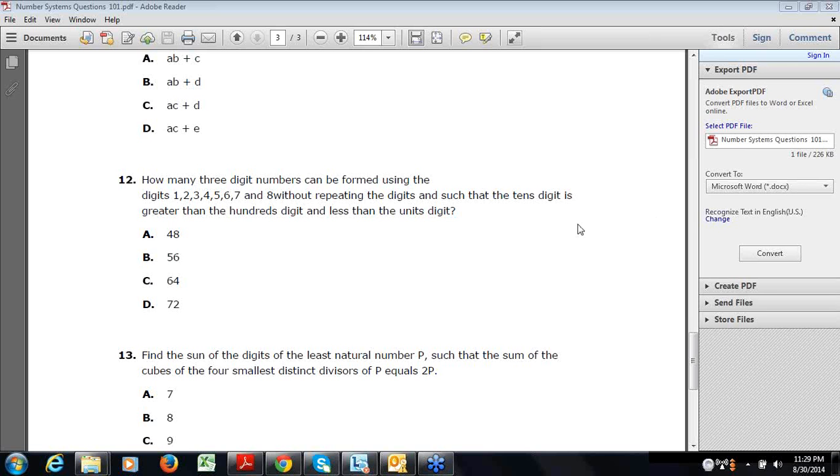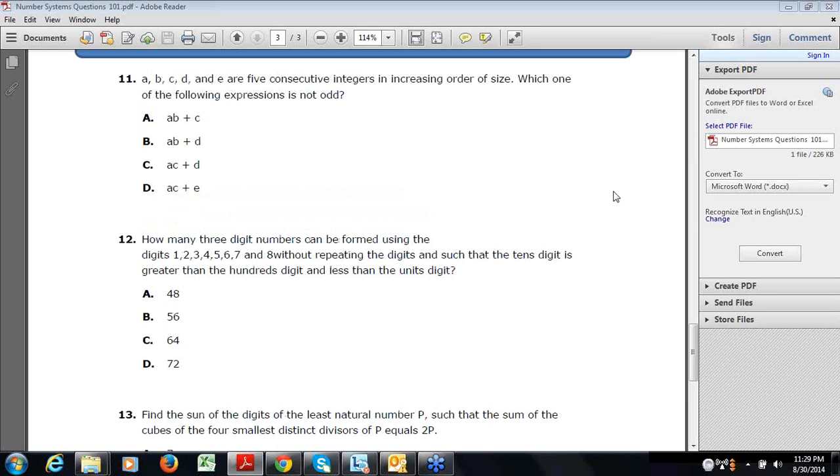Karnesh, you don't have to do anything, just do one thing. Consider A, B, C, D, E to be 1, 2, 3, 4, 5, and in the second case consider them to be 2, 3, 4, 5 and 6. Now solve this. You will find out that AC plus E will be even in both the cases, so it is not odd. We'll go ahead and mark option number D. You do this exercise.